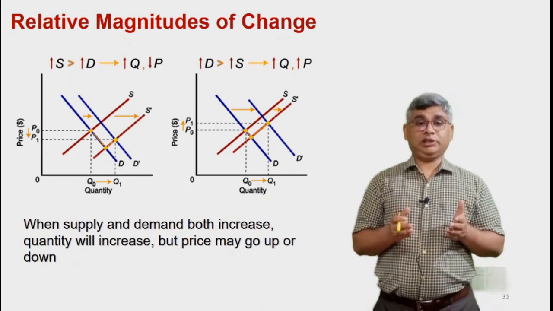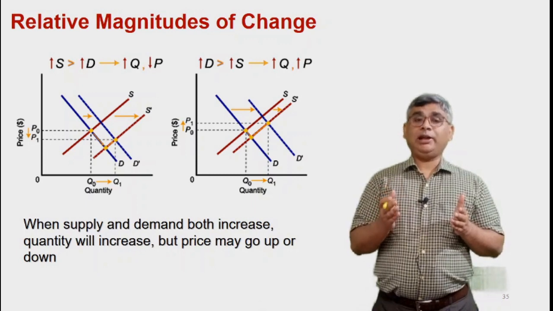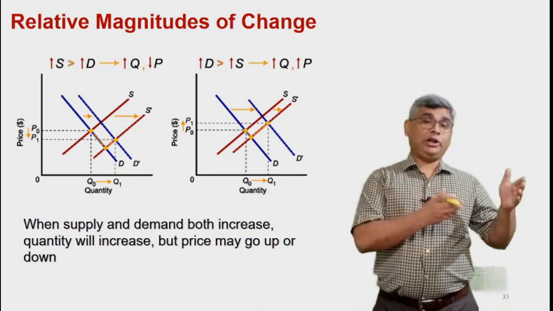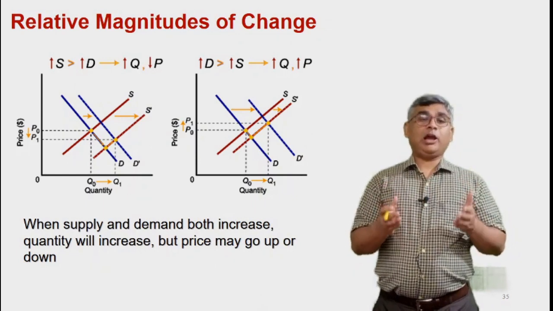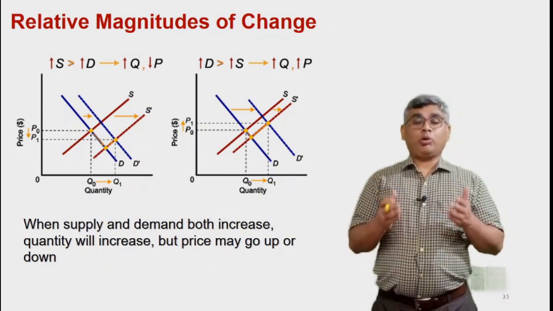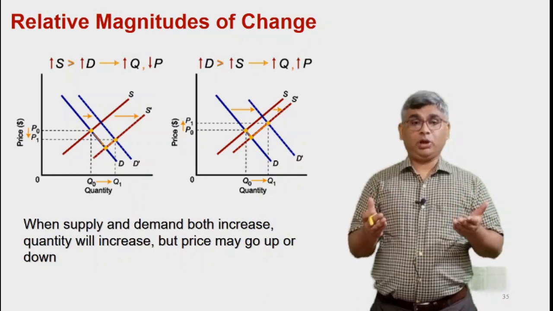Similar is the case here. When we have increased supply and increased demand, where the increase in supply is higher than the increase in demand, what will happen? At the equilibrium point, the quantity gets increased and the price will fall.